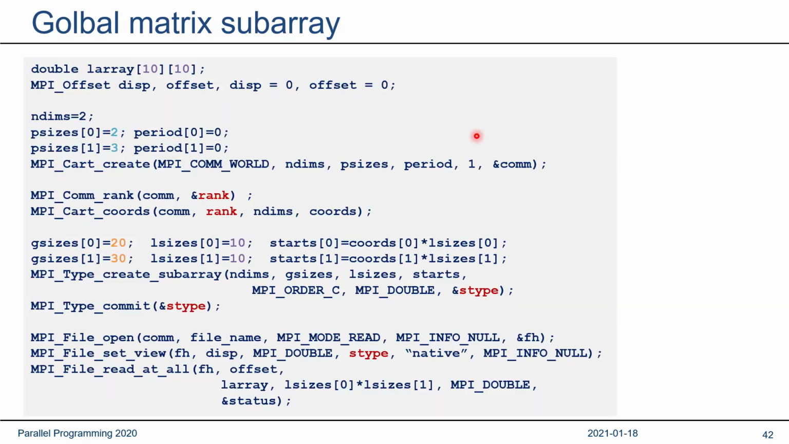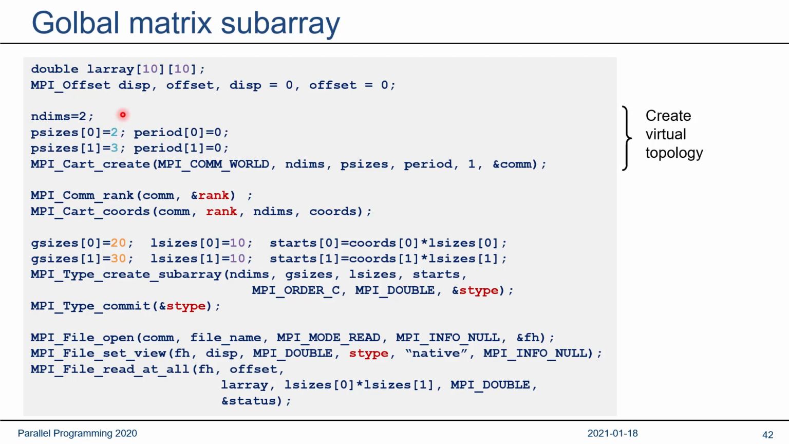Here's the code. We need to reserve space for the local array, which is 10 by 10 on each process, and we need to set up some MPI_Offset variables here, and I haven't gone through the hassle of actually declaring all the arrays. You'll get the drift. So first we need to create the virtual topology, because this is a Cartesian topology with 2 by 3 ranks. So the psizes array has 2 elements as specified by NDIMS. The first has the value of 2, the second value of 3.